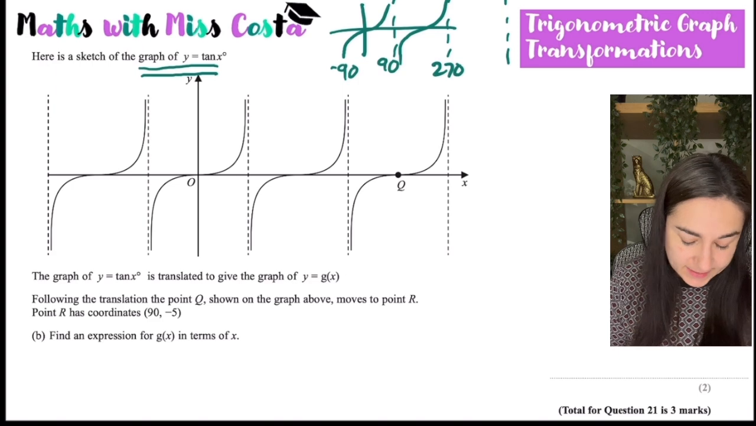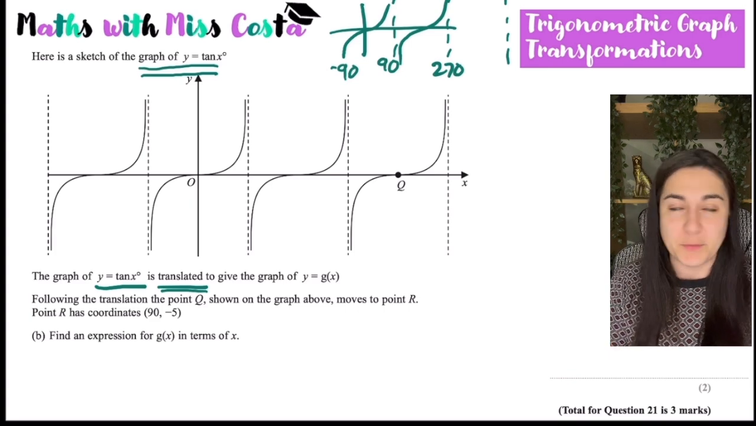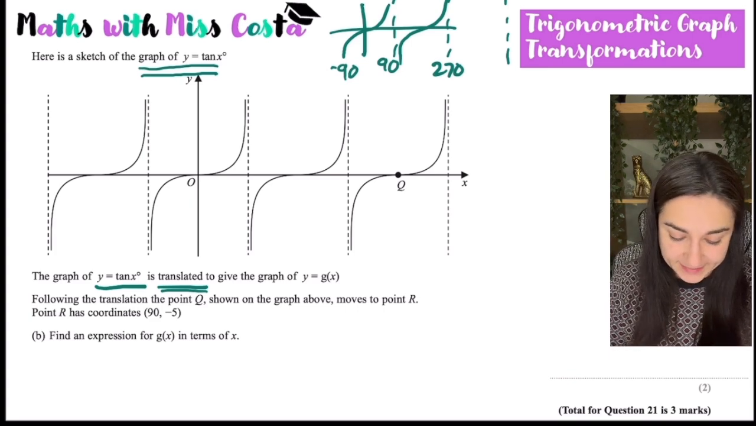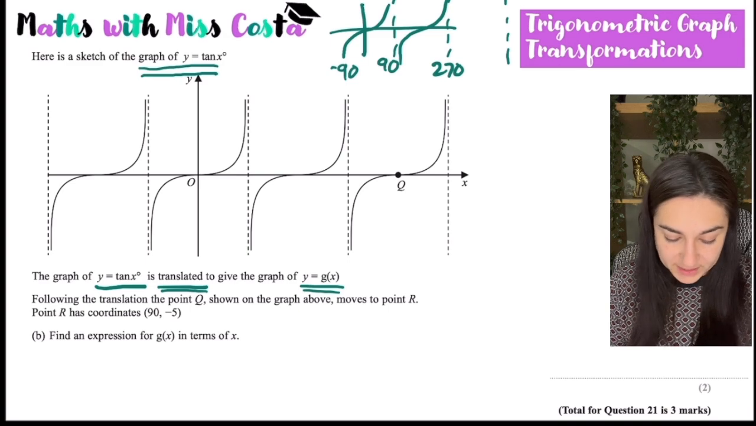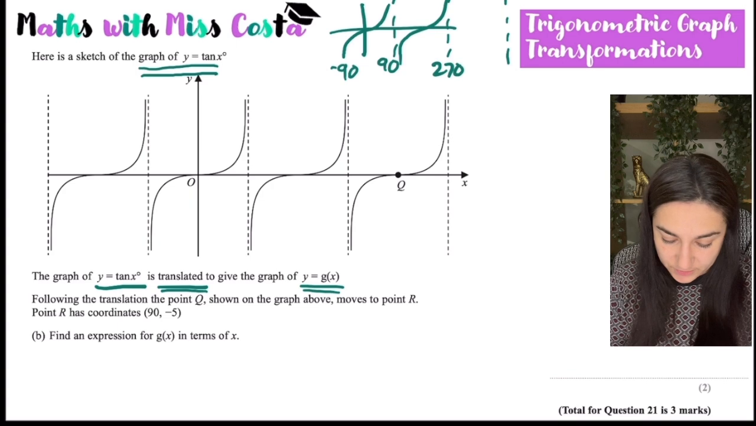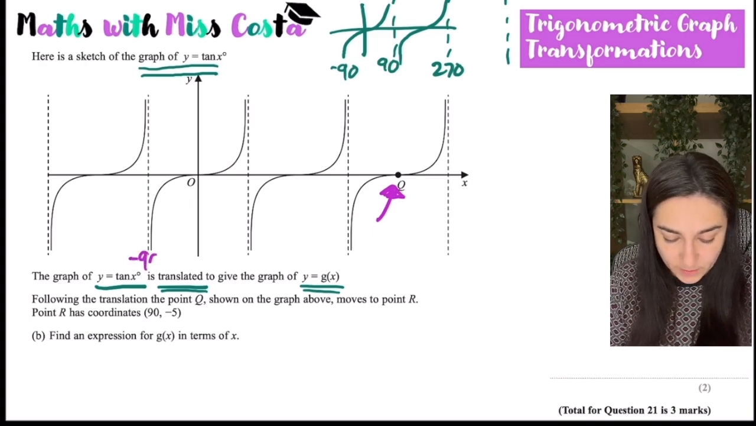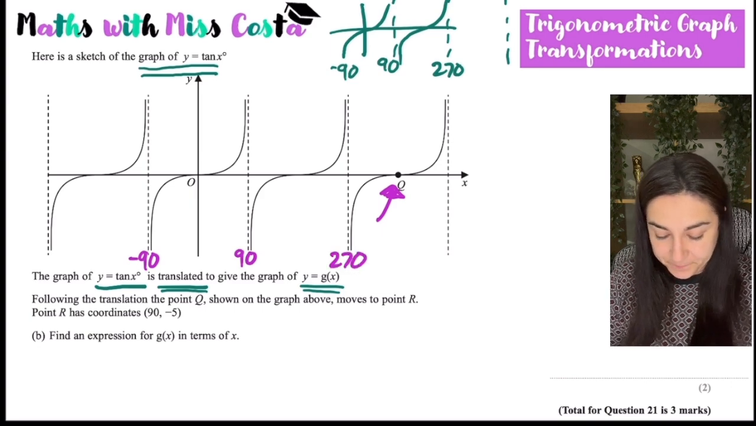Now let's read the next part. It says the graph of y equals tan x is translated, so moved, it just means it's going to be moved up or down the x-axis and the y-axis to give the graph y equals g of x. And following the translation, the point Q shown on the graph above moves to point R, which has the coordinates 90, -5. So if I label my graph first of all, I know this is going to be -90, this will be 90, this will be 270.